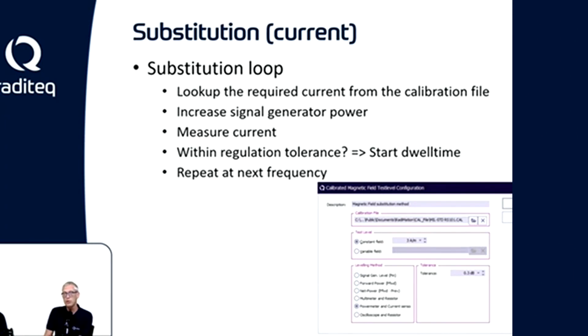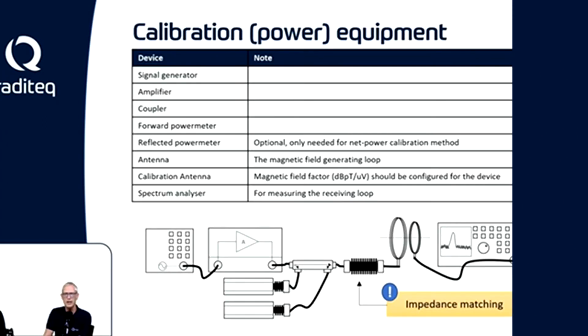And then the actual substitution measurement is just looking up the required current from the calibration file. It increases the signal power while it is also measuring the current. As soon as the desired current for the requested magnetic field strength is available, we start the dwell time, we wait until the dwell time is finished, and then we continue to the next frequency. Every frequency is tested until all frequencies are tested, and then the test is finished. So that's basically how the substitution test for the current measurement works. This is specified for the 9 kHz to 150 kHz range in standard 61004-39.